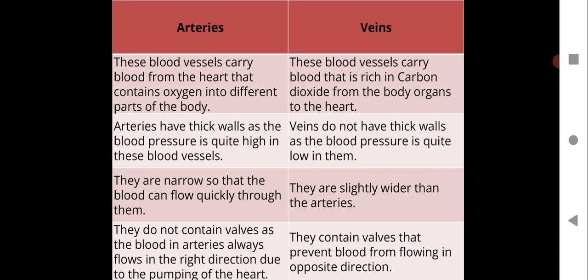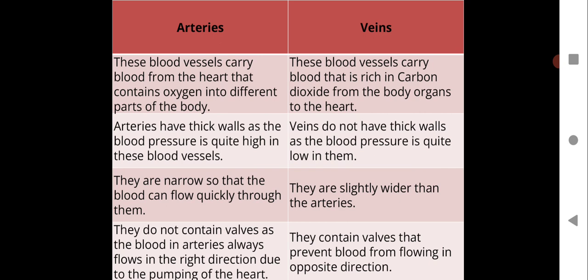These veins will take the carbon dioxide rich blood. The blood which is deoxygenated, that means it lacks oxygen and has more carbon dioxide, that is impure blood. That will be taken from the body organs to the heart, where the heart will perform its function, and oxygenated blood will be given out to all the various parts of the body. So the veins carry carbon dioxide rich blood from the body organs to the heart. Just see: from the heart and to the heart, these are the differences between arteries and veins.